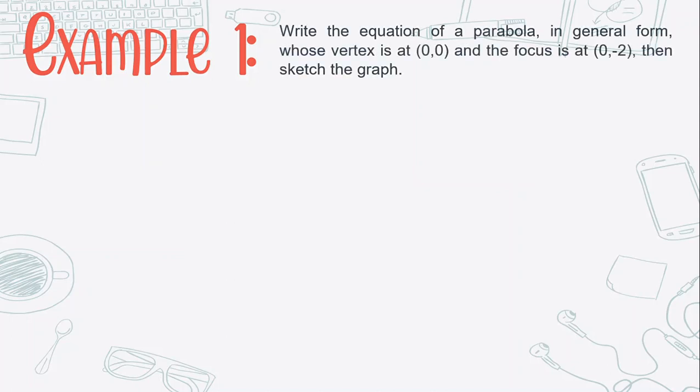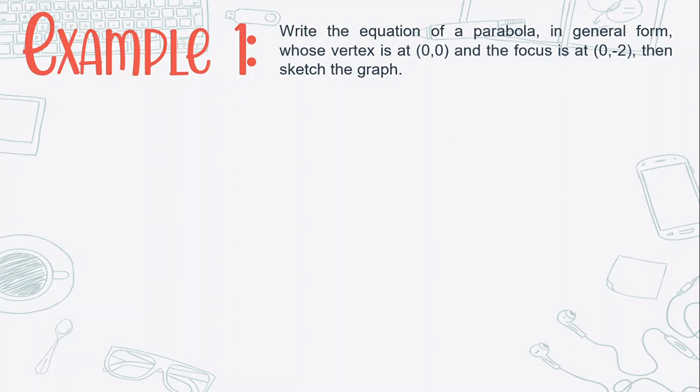Now let's have our first example. For example, we have to write the equation of a parabola in general form whose vertex is at (0, 0) and the focus is at (0, -2). Then we have to sketch the graph of our parabola.